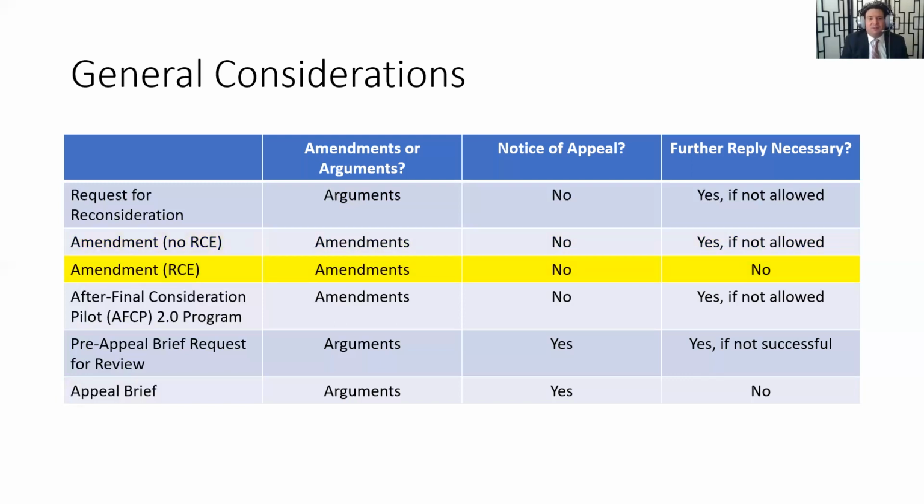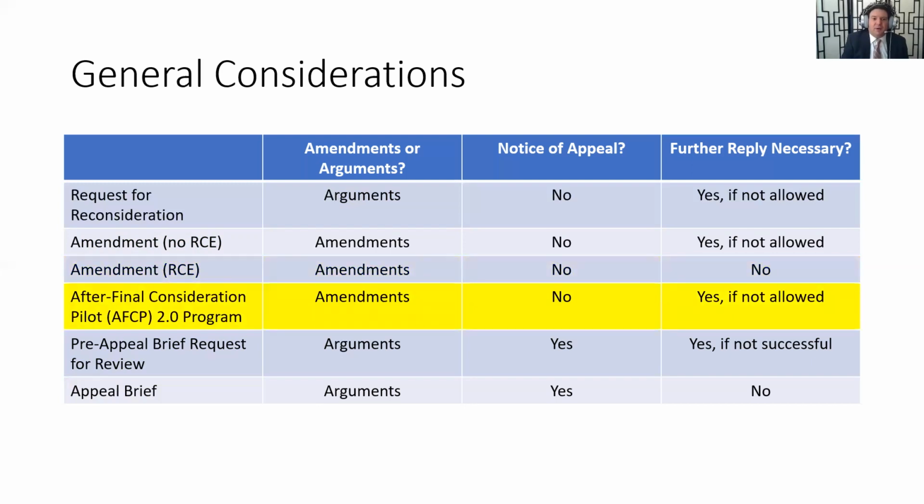This is the one people are most familiar with, probably. It's an amendment with an RCE. Of course, this is focused on amendments. No notice of appeal. The RCE takes the place of the notice of appeal, and a further reply is not necessary. That stops the clock. You don't need to worry about an abandonment then.